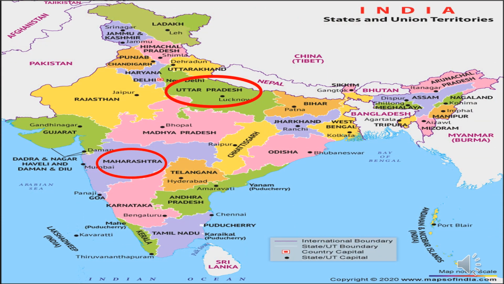We can locate places on a map using these directions. Now look at the political map of India. Suppose you want to know where is Uttar Pradesh. It is Uttar Pradesh. It lies in the north. And where is Maharashtra? It is in the west. So with the help of direction, we can locate places on a map.